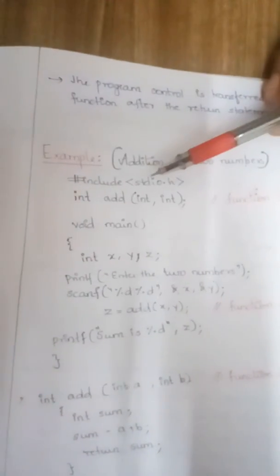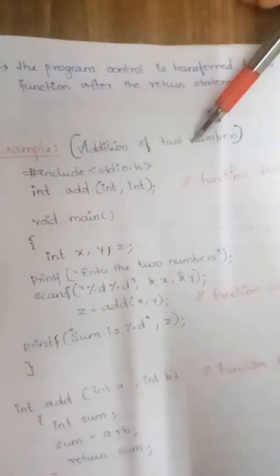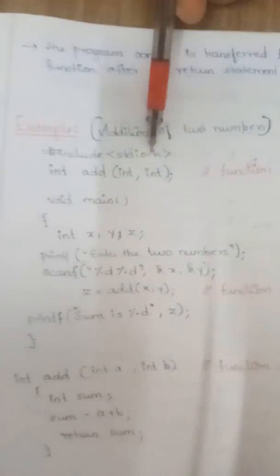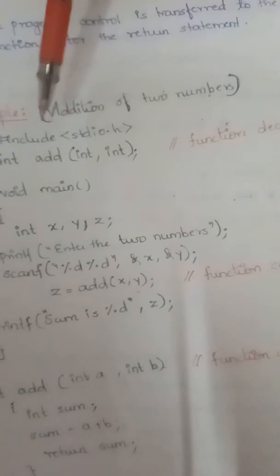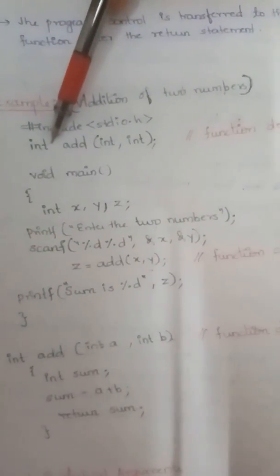Addition of two numbers using functions. First you have included the header file, #include stdio.h. Then, as I told you, you have to declare the function.